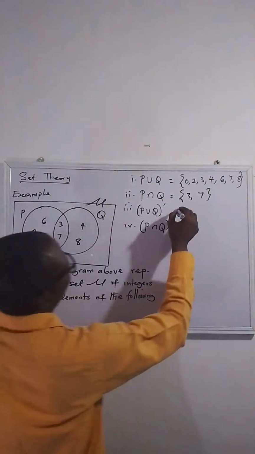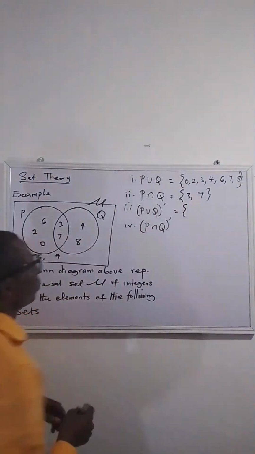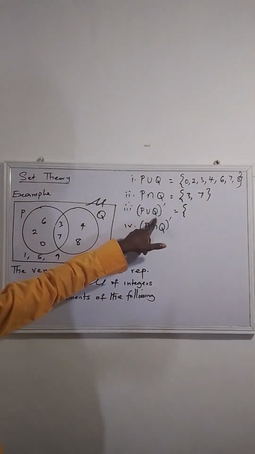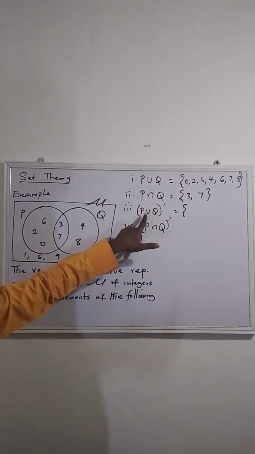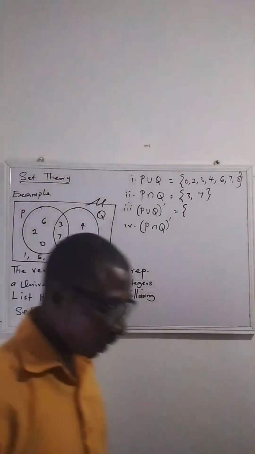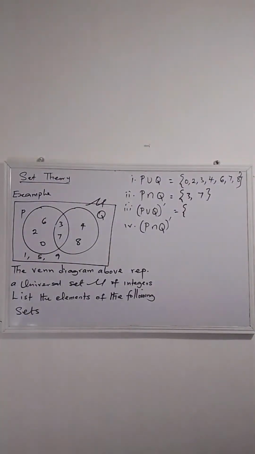Now let's look at this next one. I want to see those people that will give us the answer to this. Now, P union Q complement. Let me give you 1 minute to list the elements. I want to see the set of people that will give me the answer. P union Q complement. Okay, can we try that and let's see what you have. Now let's drop our answer in the comment section. P union Q complement.